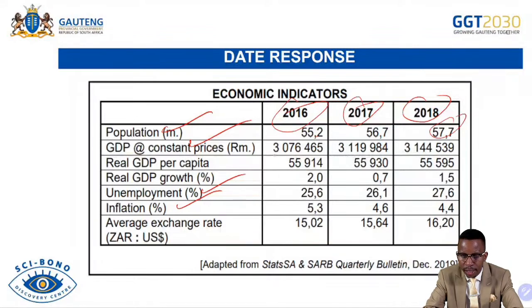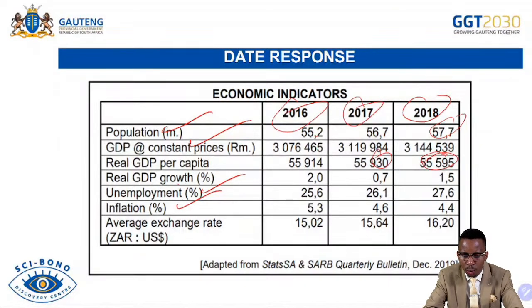Let's see, 3,076,465, 3,119,984, 3,144. So there's an upward trend here. Real GDP per capita, as for the population, also increased. Let's check, 55,914, 930, and then 5,595. So this one shows a decline because of the increased population.